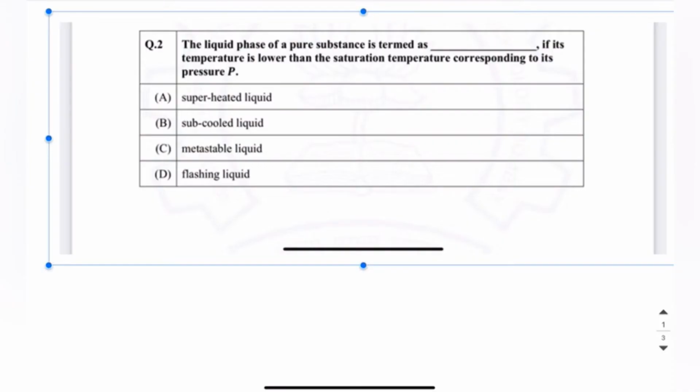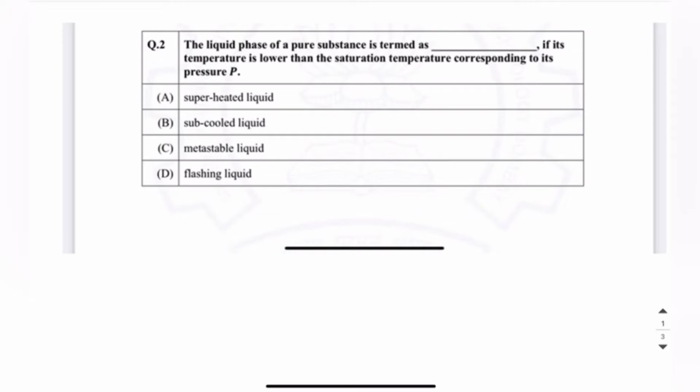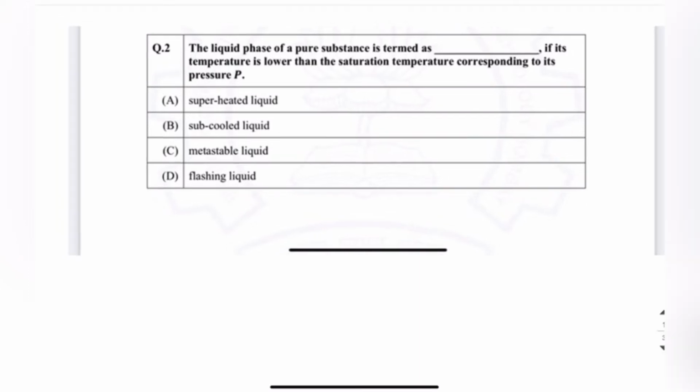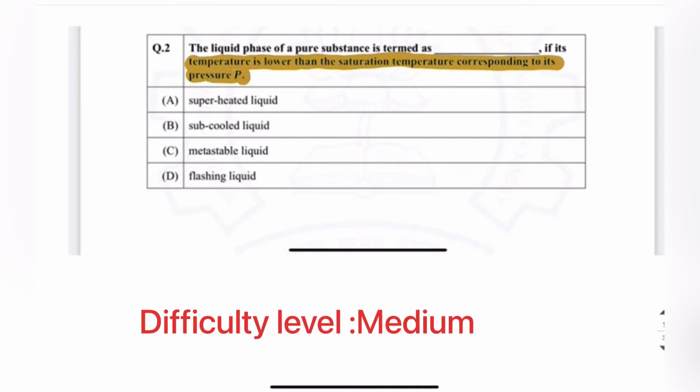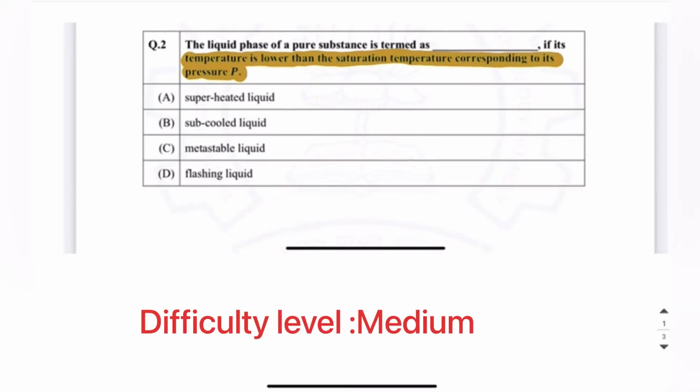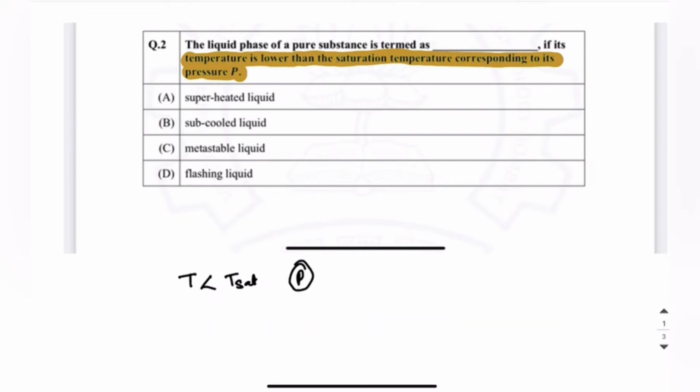Moving on to question number 2, it is given that the liquid phase of a pure substance is termed as what, if its temperature is lower than the saturation temperature corresponding to its pressure P. The state of the liquid from the given options, if its temperature is lower than the saturation temperature corresponding to its pressure. So this question is asking, if the given temperature T is less than the saturation temperature corresponding to the pressure P, what is the state?